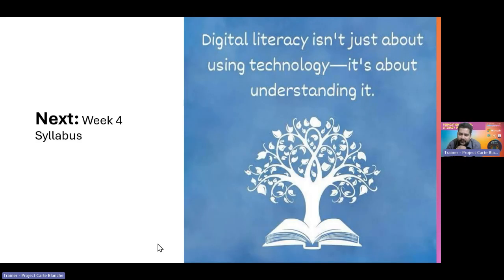So with that, students, we will stop now. Our next week's syllabus will start from Monday. That's week number 4, right? And we will start from Monday with the week 4 syllabus, where we will go into the project work. We'll recapitulate everything, and we'll assign you the project works based on what you have learned in weeks 1, 2, and 3.